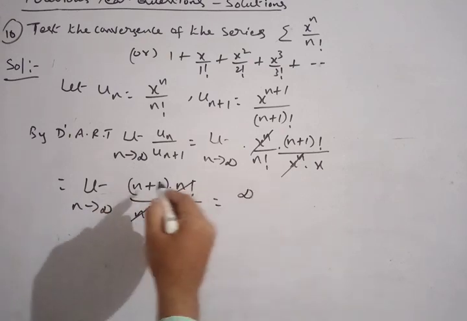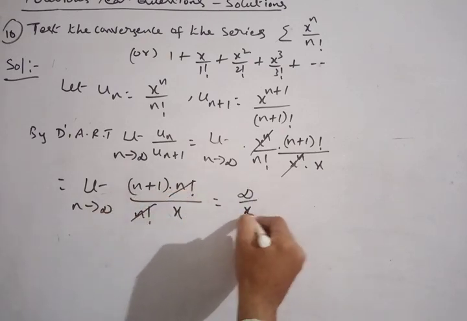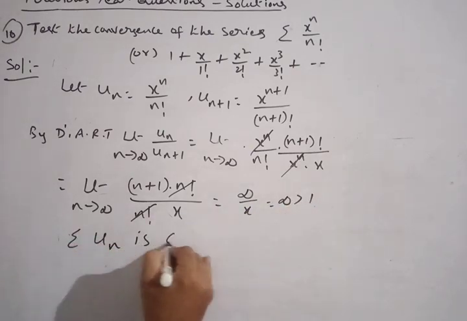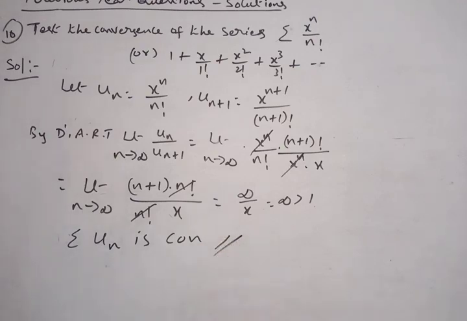If you apply the infinity, what you get? Infinity plus 1 by x. Infinity by x is infinity, which is greater than 1. So therefore sigma un is convergent. Like this you need to solve this problem. Understand? Okay, we'll see the next problem.